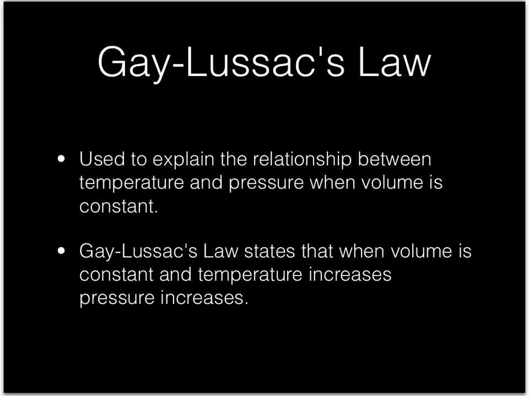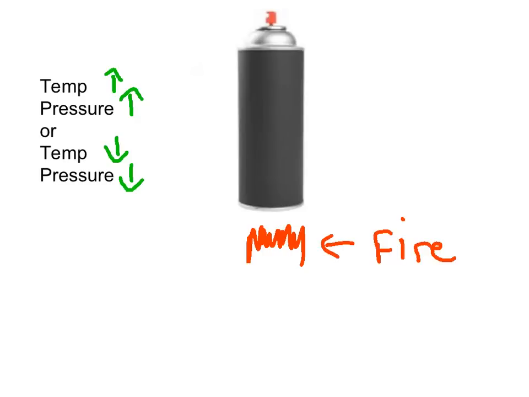I won't spend too much time here on Gay-Lussac's law, but it's kind of the next logical step with these three variables of pressure, temperature, and volume. What we're looking at here is that Gay-Lussac's law is used to explain the relationship between temperature and pressure when volume is constant. So the best way to think about this is like an aerosol bottle. With Gay-Lussac's law, think of it like an aerosol bottle that is being heated.